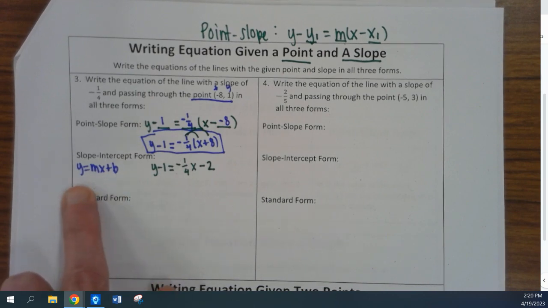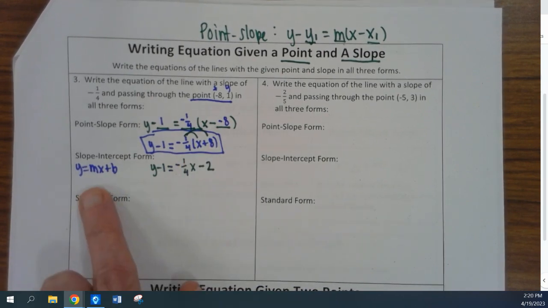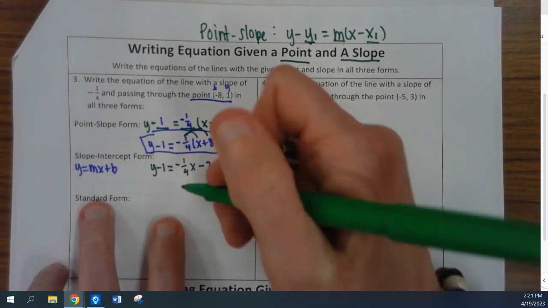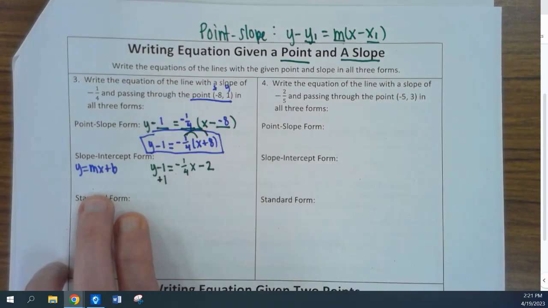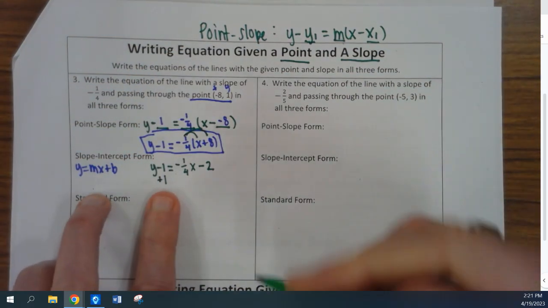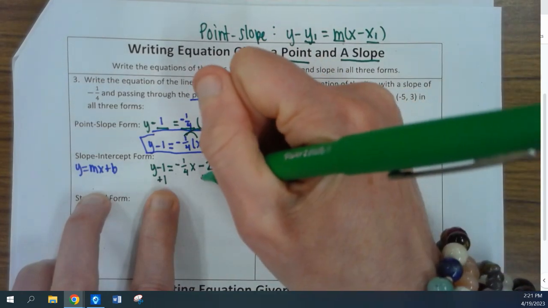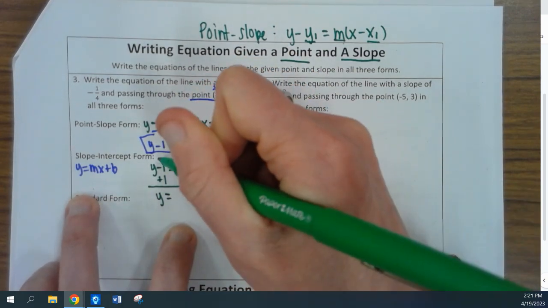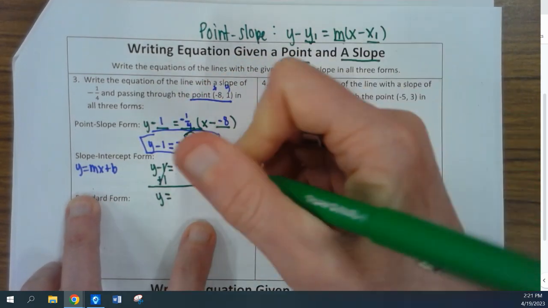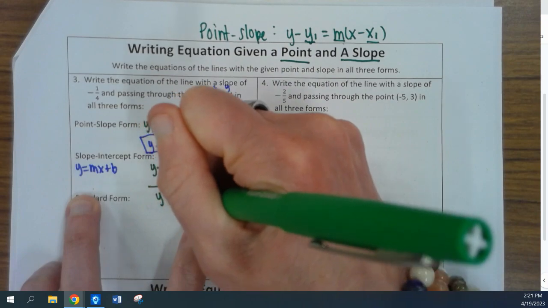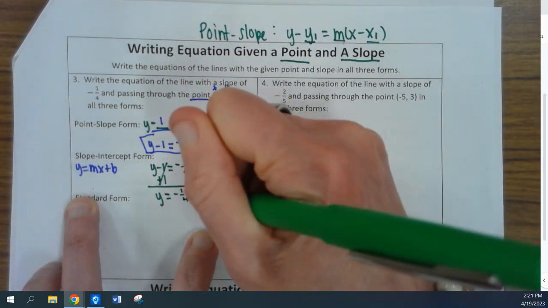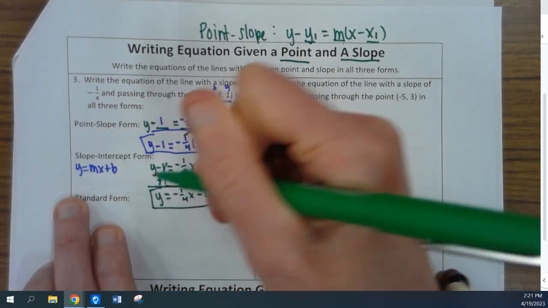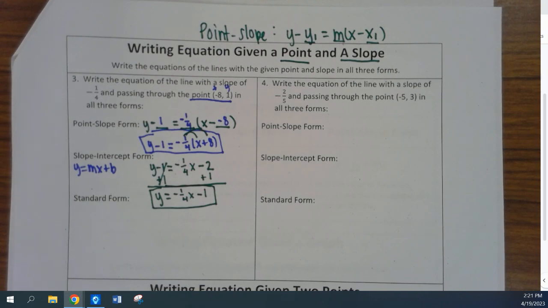Now I no longer see parentheses from my point slope form, but the y still isn't by itself. So to finish this up, to get the y by itself, we're going to make that 0 pair. And so the opposite of -1 would be +1. That way I can 0 out that number, and I'll add 1 over there to keep my equation balanced. So then I'm left with just my y equals -1/4 x, and then -2 plus 1 would be that -1. And that is what my slope-intercept form would look like.